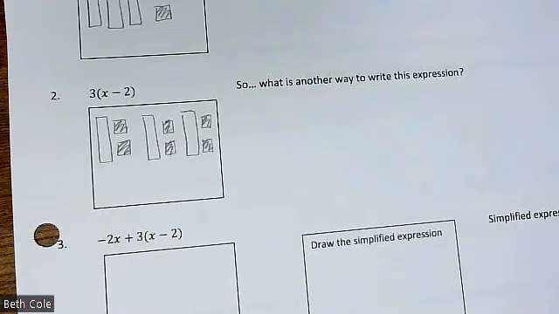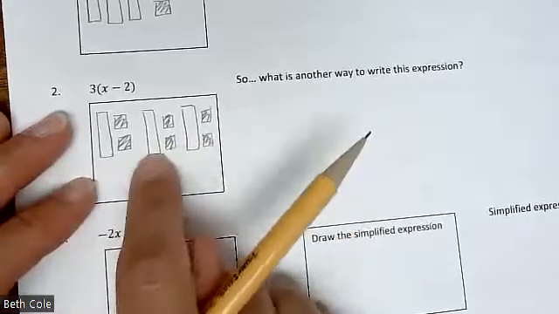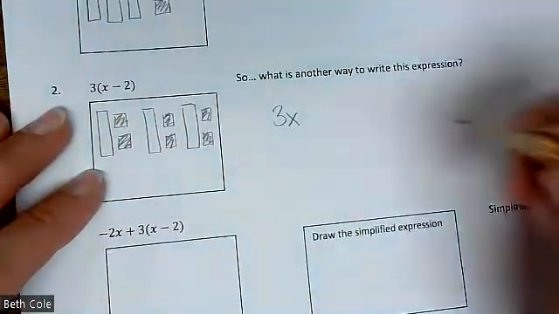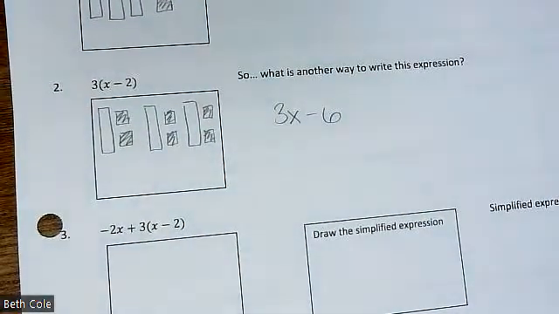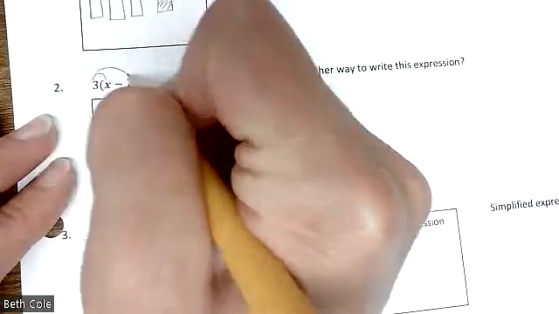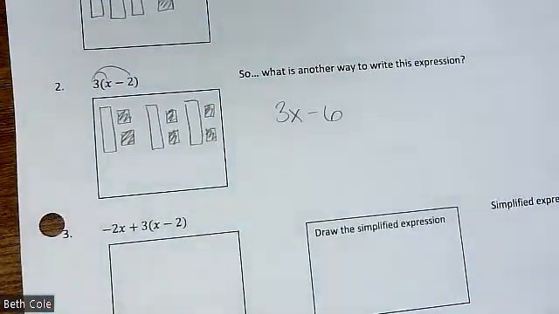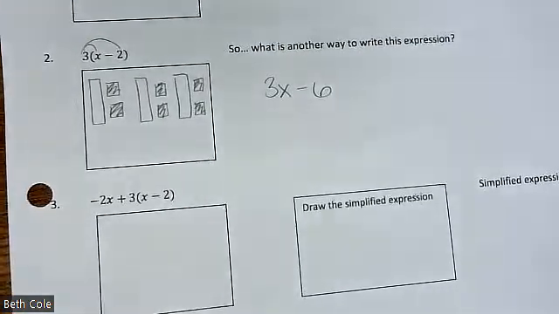And the idea behind the tiles is then you can see visually what it's going to simplify to. So it says, so what is another way to write this? Well, look at what you have total. How many x's do you have total? 3. So you have 3x and then -6. The way you can get it without the tiles, which is what we're going to do when we flip the paper over, is you take the 3 and distribute it through there. Okay, but we're going to draw it with the tiles first. Then when we flip the paper over, we're going to simplify them without the tiles. It's kind of like taking off the training wheel. All right, so are we all good so far?